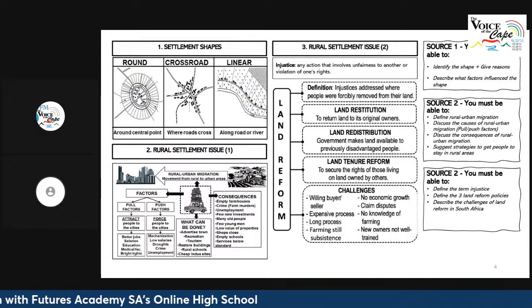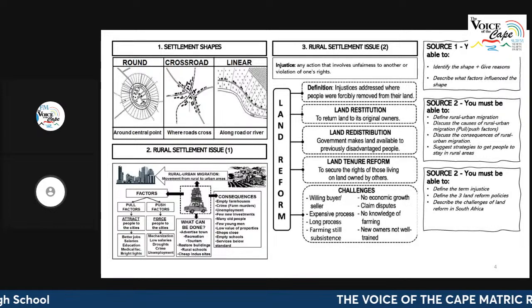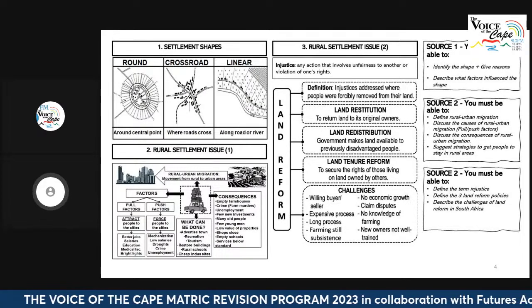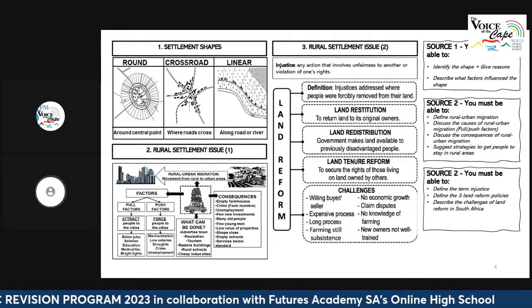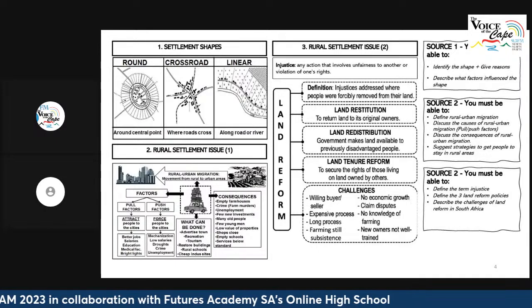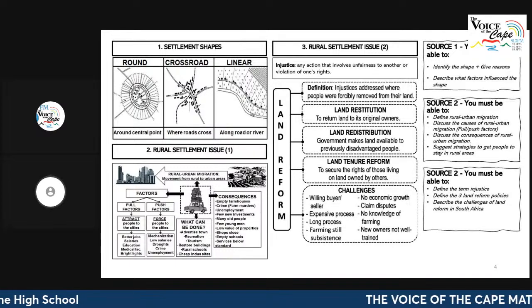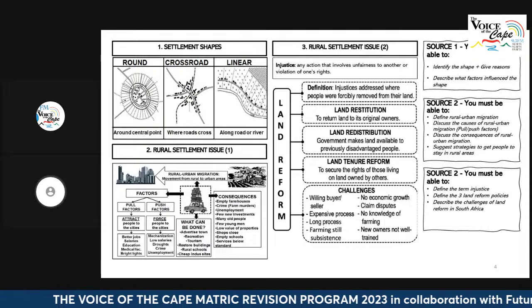Crossroads is where multinational roads or main roads meet each other, and the settlement actually develops around that particular area. Linear would be along an actual road, maybe a road, maybe a river, maybe a forest, etc. But linear in a sense where you can actually see plots of land being next to each other, parallel to each other, as we would say.